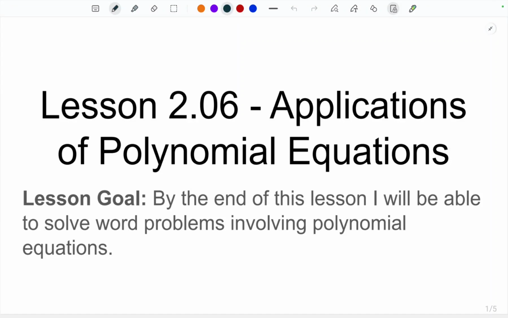All right, in this lesson, we're going to look at applications of polynomial equations. So really the key thing that we're going to be doing is we're going to try to set up some sort of polynomial function to represent a situation. Once we can do that, and usually we'll want to try to set up some sort of equation specifically so that it's equal to a particular number.